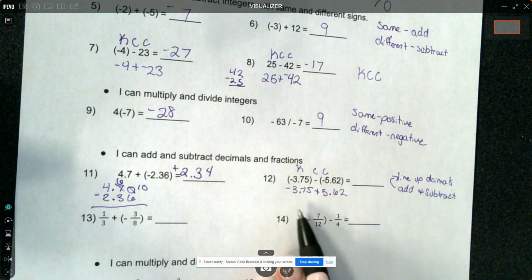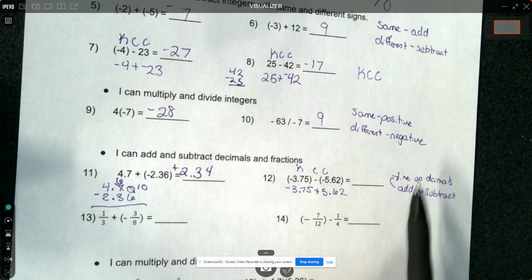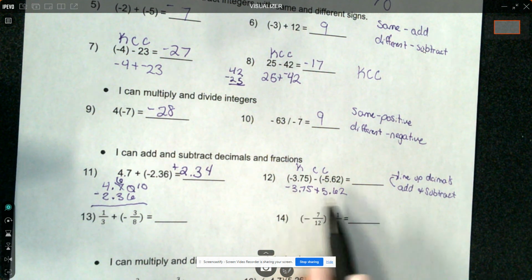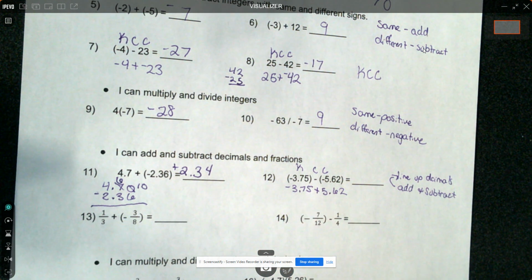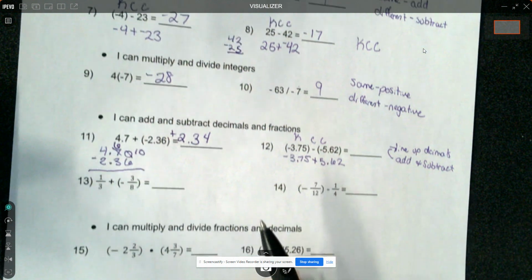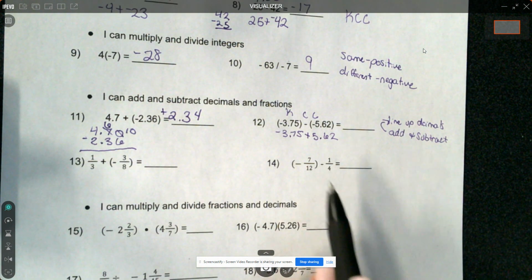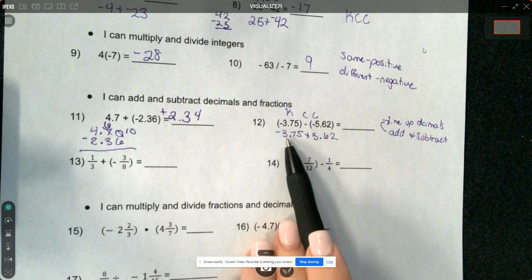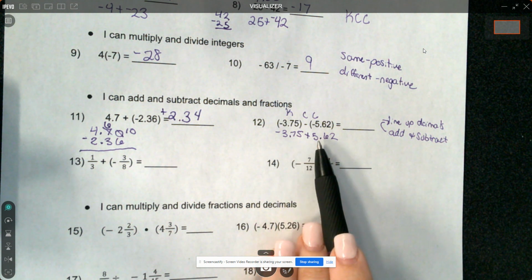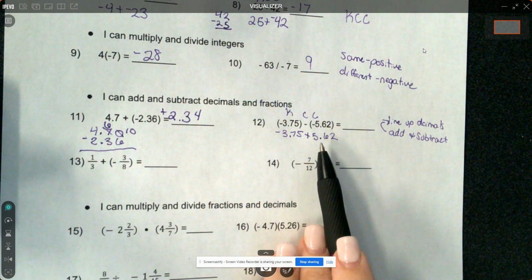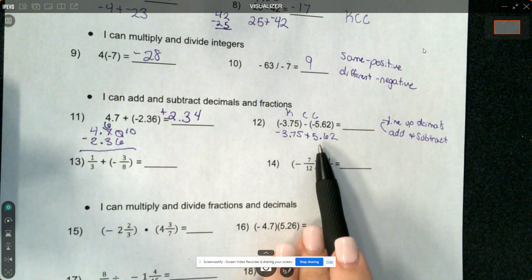Good. So I rewrote my problem. Now I can look, is it the same sign or different sign? And what am I going to do? Take negative 3.75 plus 5.62. Are they the same or different? They're different, so am I going to add or subtract?